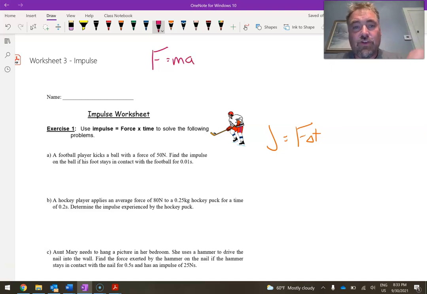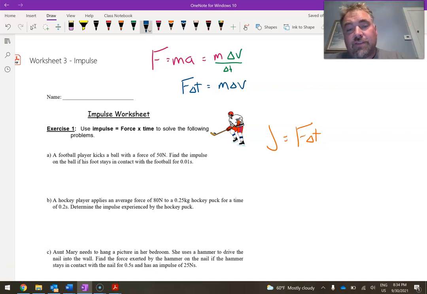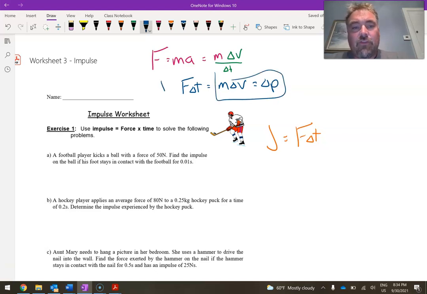Well, remember, the acceleration is the change in velocity over the change in time. So if we rewrite this whole thing, you get this formula that the force times the change in time is equal to mass times the change in velocity. As we discussed before, mass times change in velocity is defined as the change in momentum. This other side is what's called impulse. And so we get J equal to F delta T, which is equal to M delta V, which is equal to delta P.